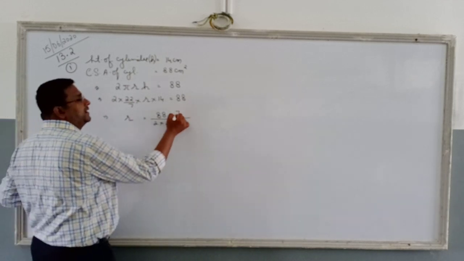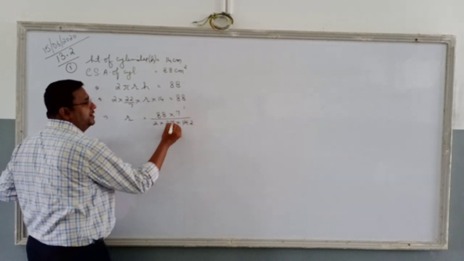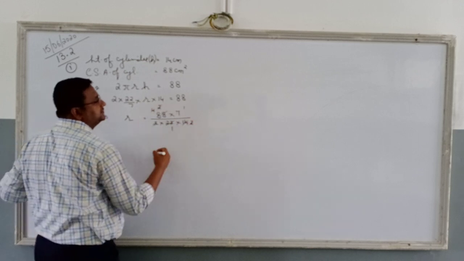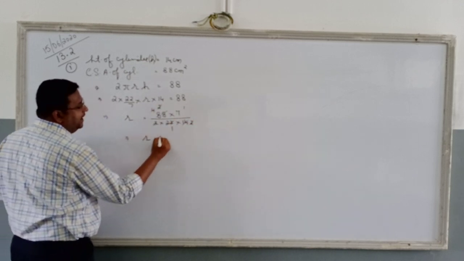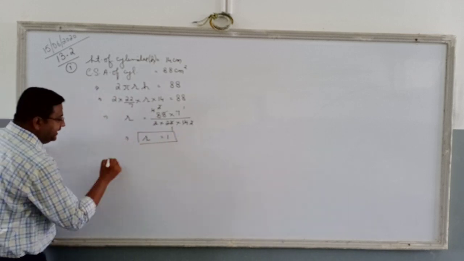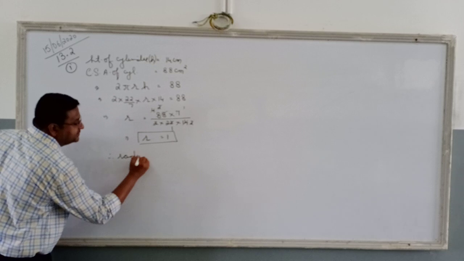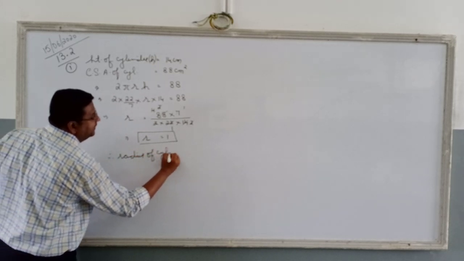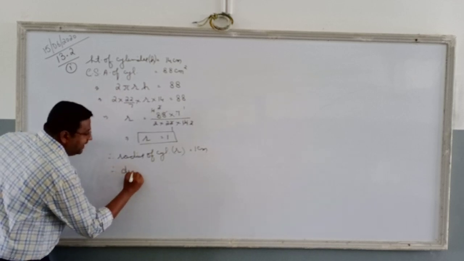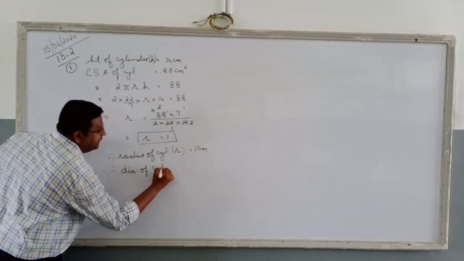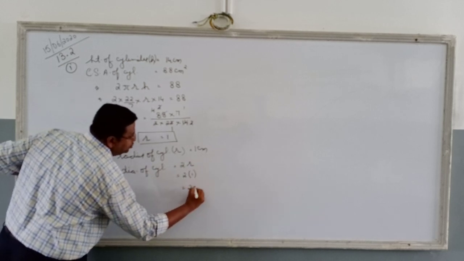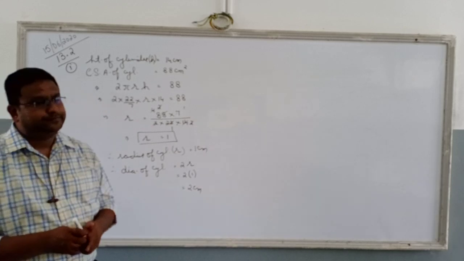Simple calculation. 7 ones are, 7 twos are, 22 ones are, 22 fours are, 2 ones are, 2 twos are, 2 ones are, 2 ones are. Everything is cancelled out. So that means r is equals to 1. That is the radius is equals to 1 centimeter. So therefore radius of cylinder r is equals to 1 centimeter. So therefore diameter of cylinder, that is equals to twice of r. So 2 into 1, that is 2 centimeters. Simple question.